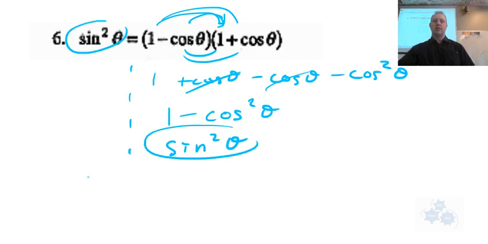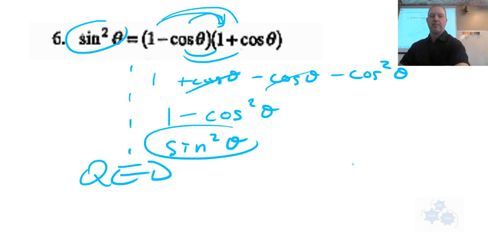And so there you go. Simple as that. We are done. Easy, right? These ones are just one step, and then all of a sudden you can use an identity. Boom, done. Those ones are easy.